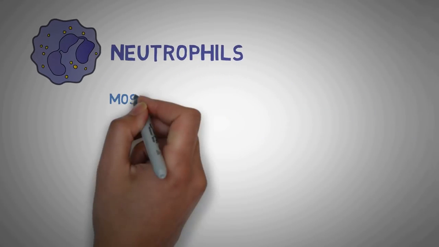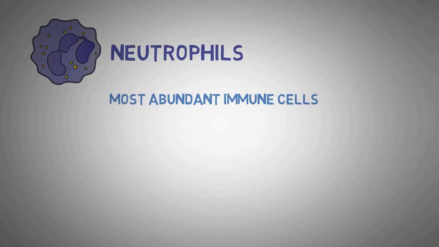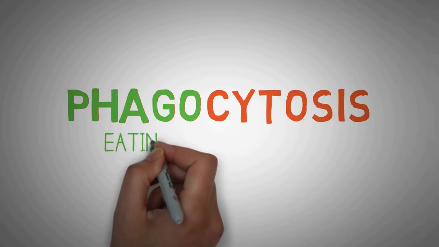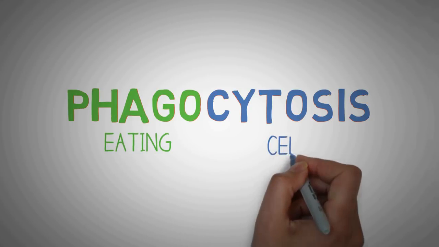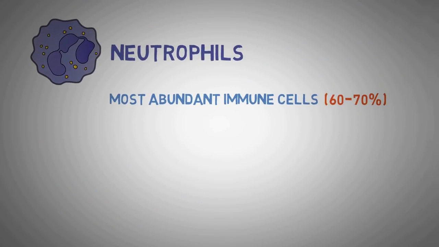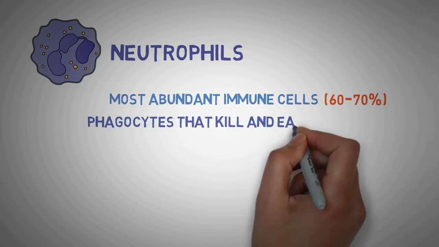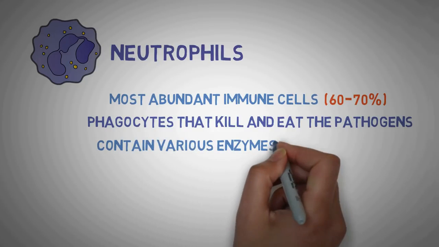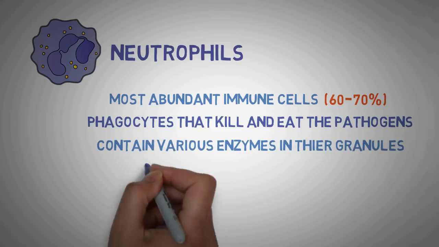The neutrophils are the most abundant immune cells, making up about 60 to 70% of the total population of immune cells. They form an essential part of the innate immune system. One word you will hear a lot in this immune system is the word phagocytosis. Phagi means eating and cytosis means by a cell. So phagocytosis in simple terms is cell eating. Neutrophils are a type of phagocytes that detect and eat the pathogen. Within the cell, the neutrophils release various enzymes that kill and digest the pathogen.